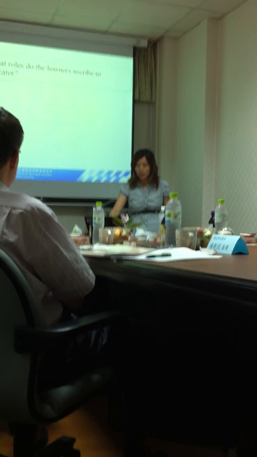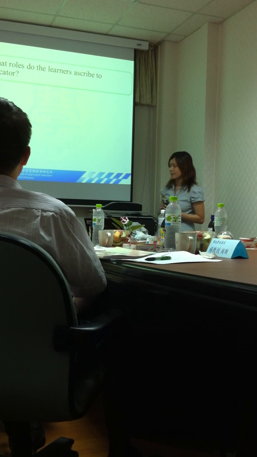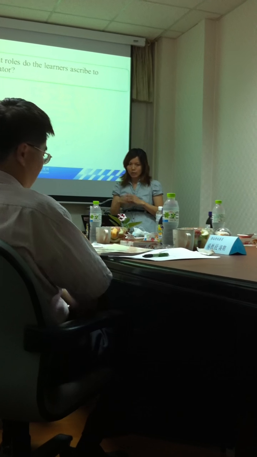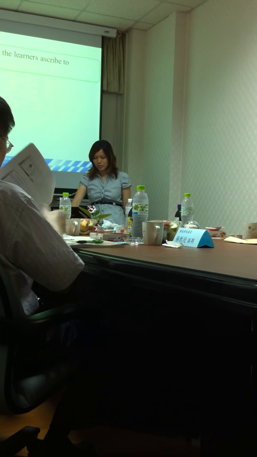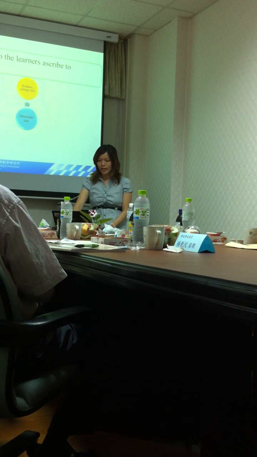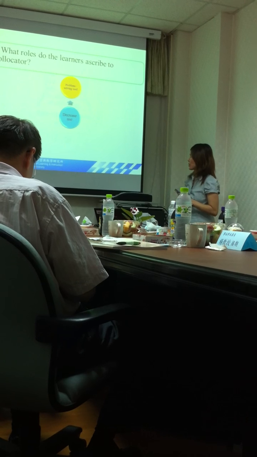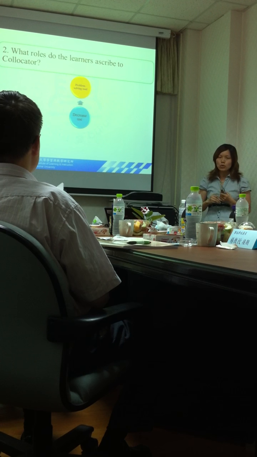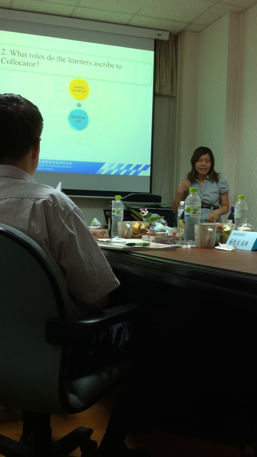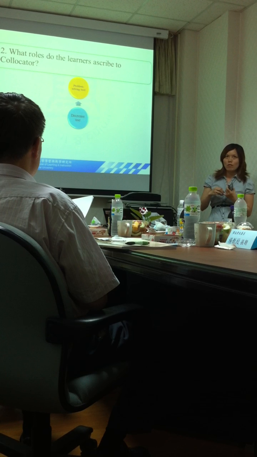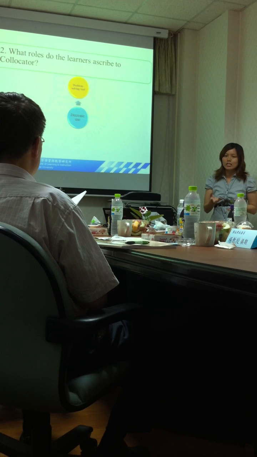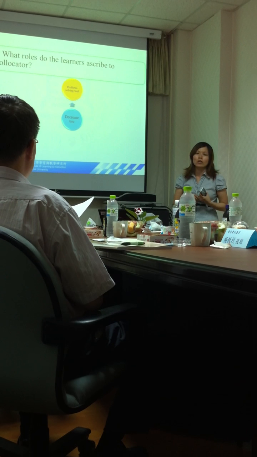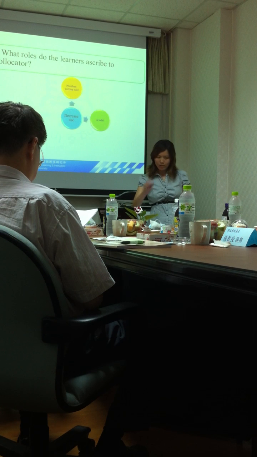Research question 2 is about what roles learners ascribe to Collocator. And in this section, I will focus on the reasons why they decreased their use. First, it's about a problem-solving tool. It means that the participants expect a tool to solve the problems they encounter immediately, instead of being asked to look at collocations without knowing when they could encounter or use them again. And second is about habit.